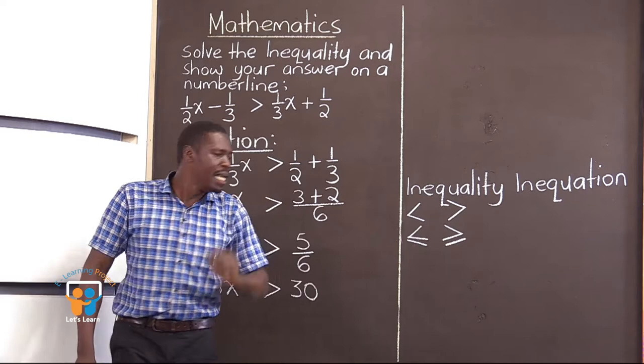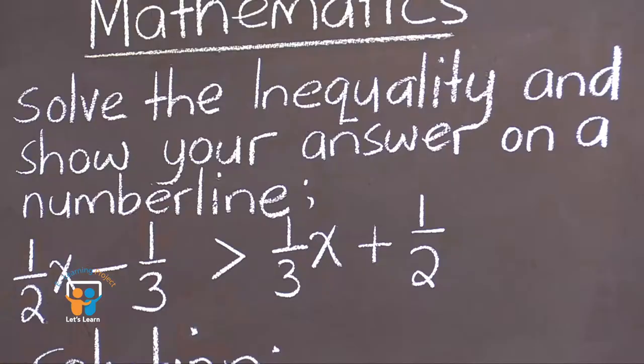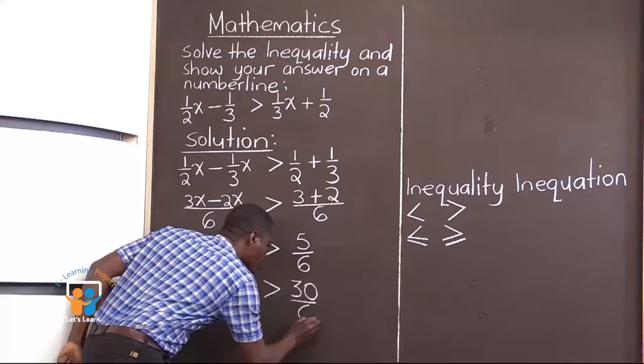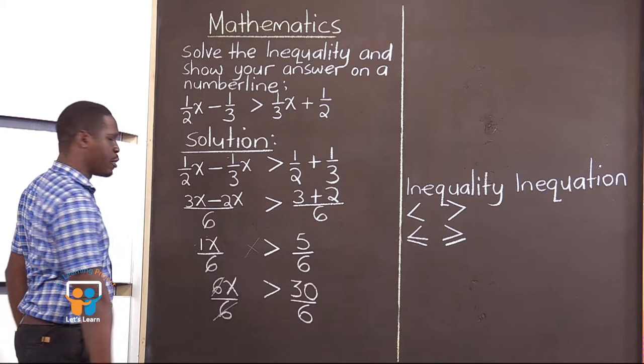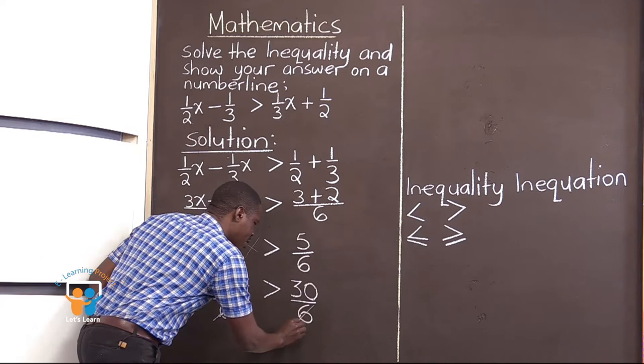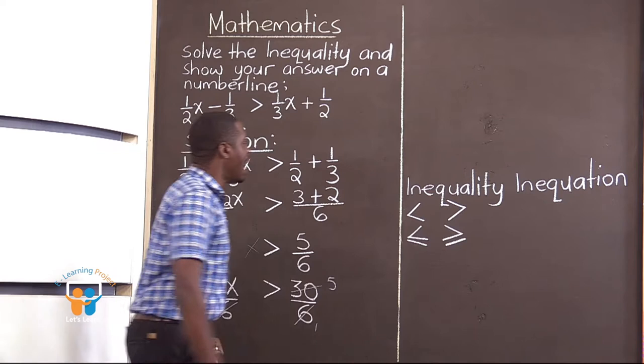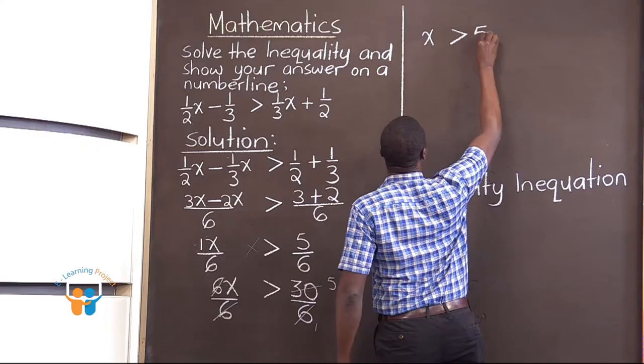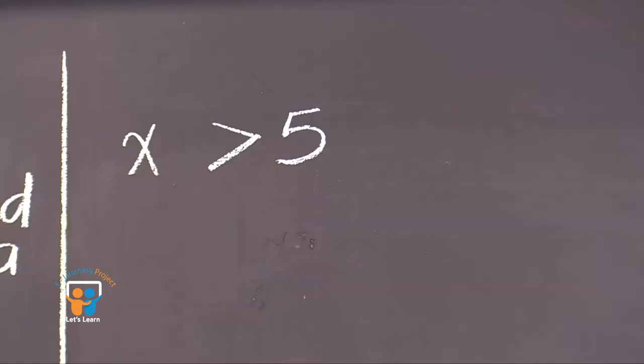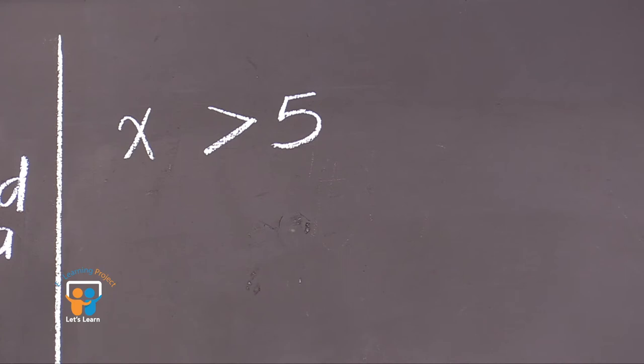Now, what do we have? We are going to divide the left-hand side by 6. We divide the right-hand side by also 6. The 6 and the 6 will cancel out. 30 divided by 6, what do we have? By 6 once, by 6 we have a 5. Implying that we are going to have x is greater than 5. Some people normally forget when they reach the final answer, instead of maintaining the inequality symbol, they write an equal sign. Please don't write an equal sign.